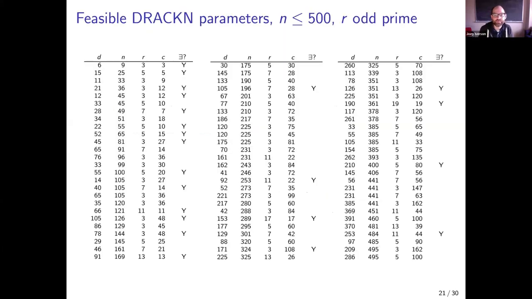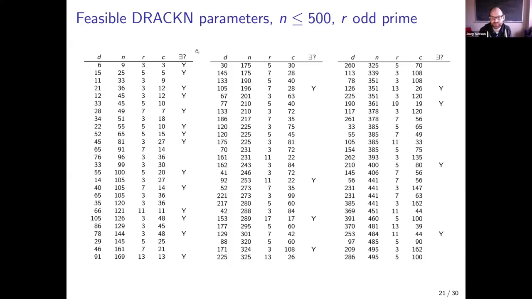Okay. So here is a table of feasible DRACKN parameters. So this is sort of leftover. Here n is at most 500. r is always an odd prime number, because I don't want to think here about r equals 2. And this is the resulting dimension. These are the DRACKN parameters. Here I put exists, but really I should have said known, and really I should have said known to me. So what this column means is if it's known to me that it exists, then I put a Y. If it's not known to me, then I say nothing. And maybe it's known to somebody, but that somebody's not me. That's all I'm saying here.